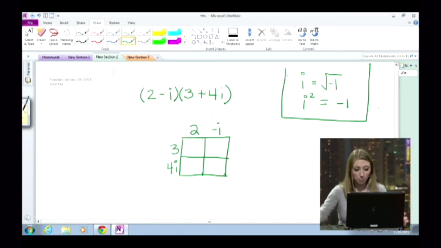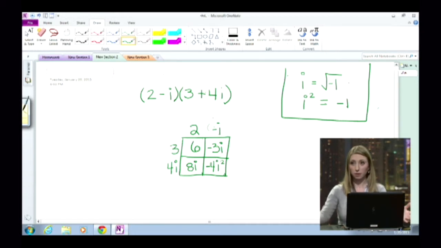So I start in the top left box. The top left box says 2 times 3, so that gives me 6. The top right box is -i times 3. And like I mentioned, it works just like x. It has the same kind of rules as x does. So I end up with -3i. Then I'm going to do the bottom left box, which is 2 times 4i. That'll give me 8i. And then the bottom right, I've got -i times 4i, which will give me -4i squared, just as if it were x.